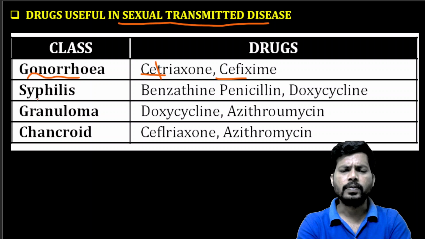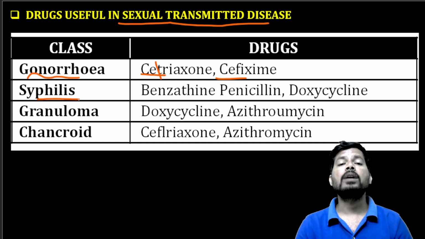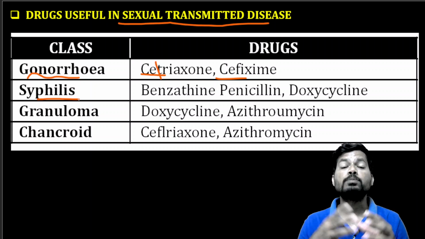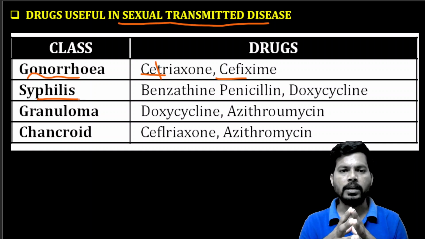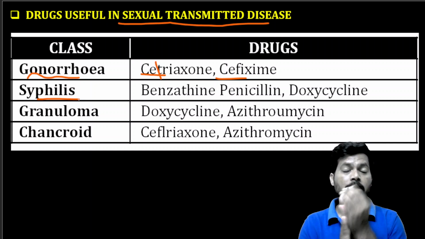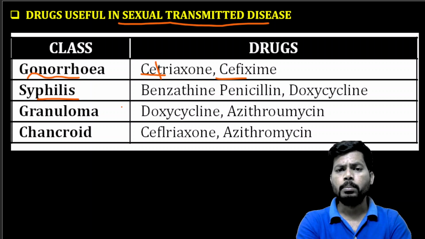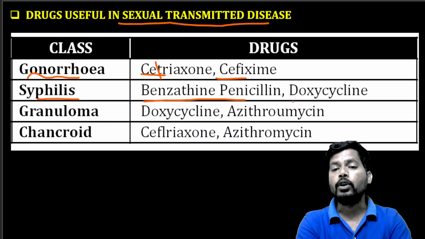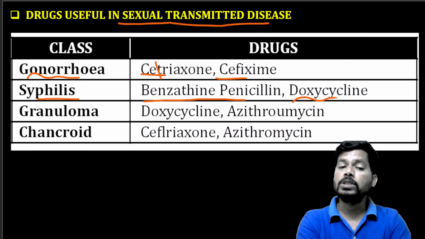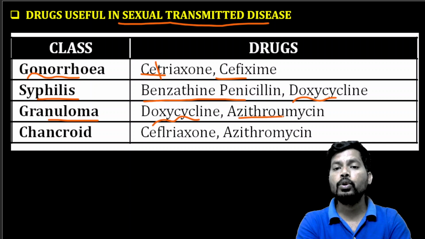Syphilis is caused by Treponema pallidum, a spirochete, a spiral-shaped bacterium. Drugs include benzathine penicillin, a sustained release penicillin, a depot formulation that is slowly released, and doxycycline, a commonly used tetracycline. Next, granuloma. The drugs for treatment of granuloma are the common tetracycline doxycycline, and azithromycin.